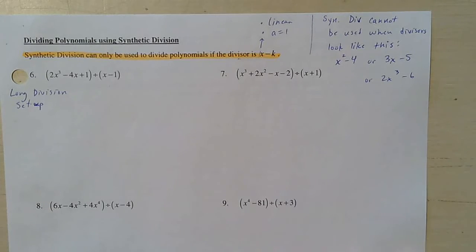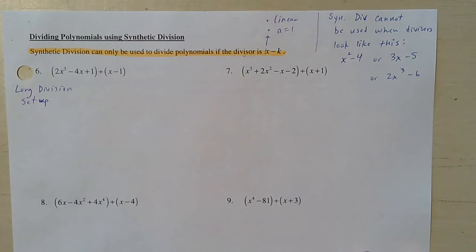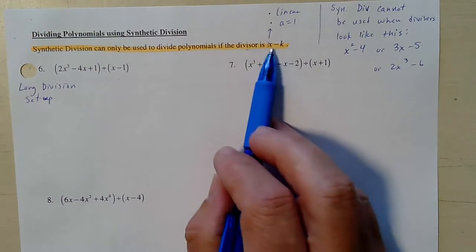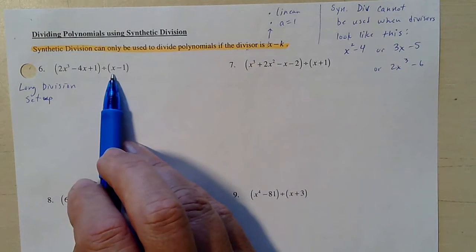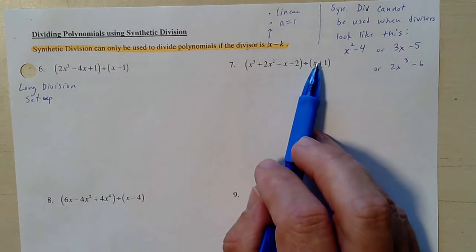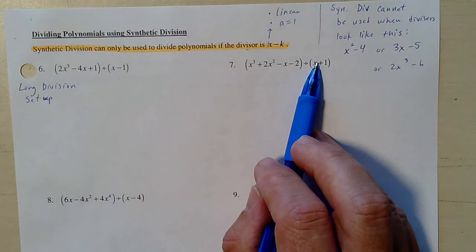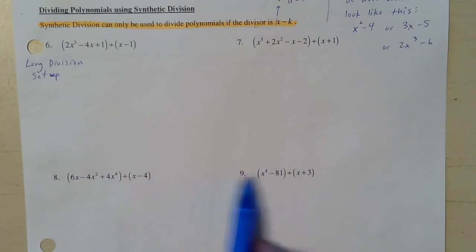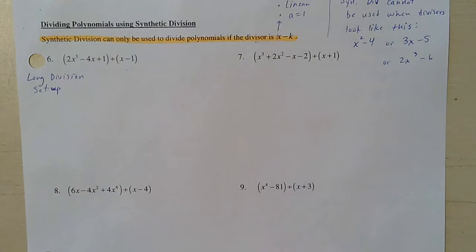Okay, so if you look at 6, 7, 8, 9 real quick, they're in the form x minus a number. Okay, this one is close. We can fix it though. We can write it as x minus negative 1, x minus k, x minus negative 3. These are all set. Okay.